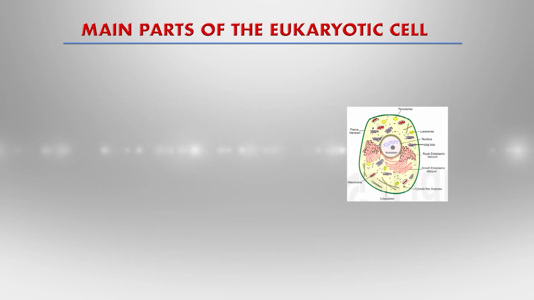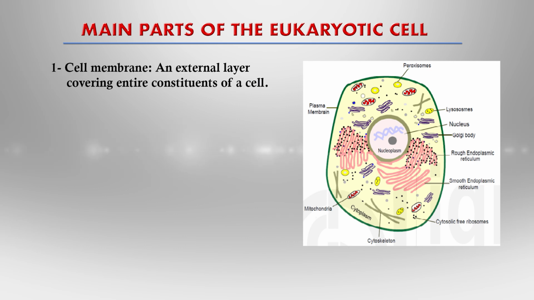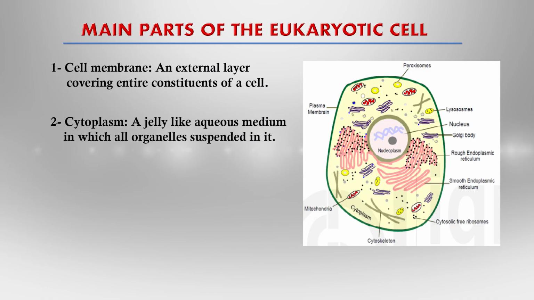Now, what are the main components of the eukaryotic cell? You know, the eukaryotic cell is a complex cell which makes up complex living organisms such as animals and plants. The human body consists of many types of cells and has trillions of cells. The basic components of the eukaryotic cell are, first, the cell membrane. It is an outer covering layer that covers the entire constituent of a cell, and second is the cytoplasm. Within the cell membrane there is an aqueous, jelly-like medium in which all cell organelles are suspended.